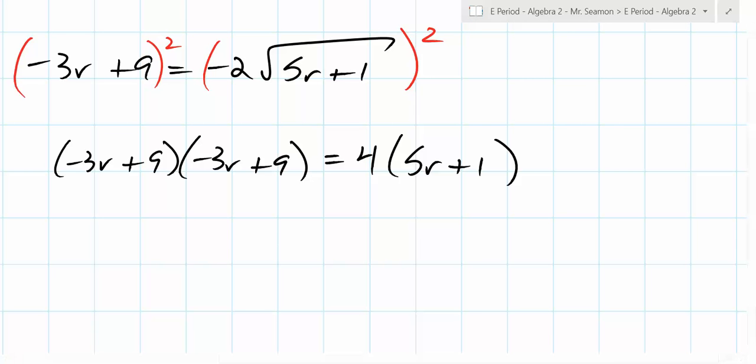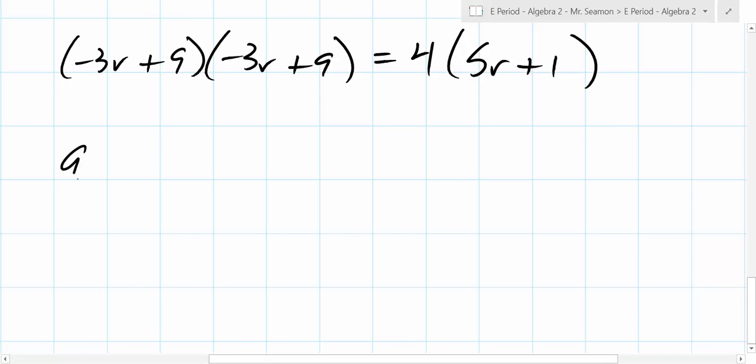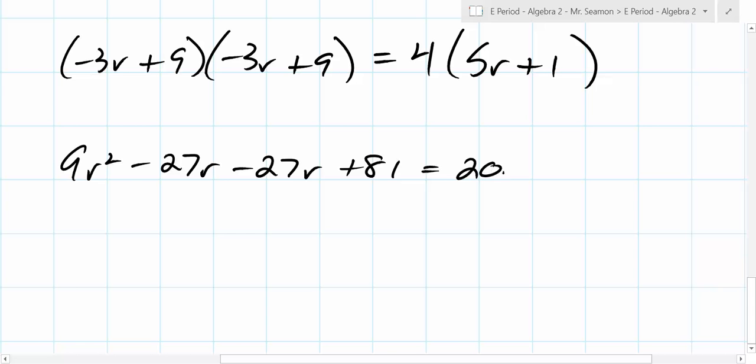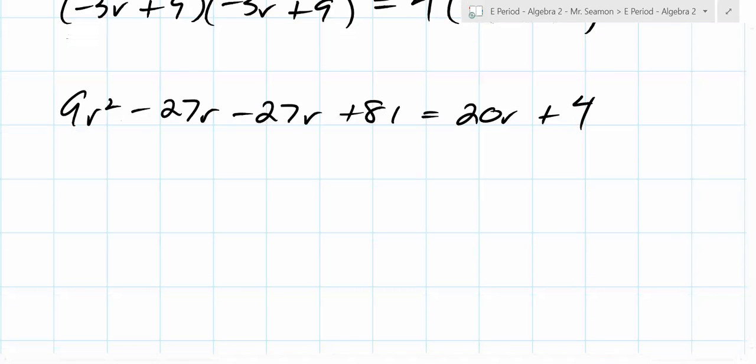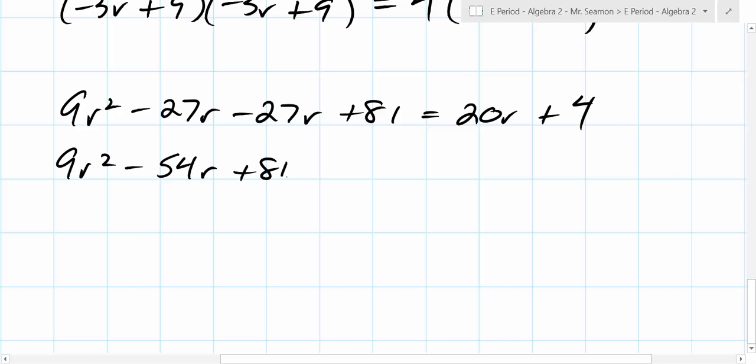Go right ahead. FOIL. So you end up with 9r squared minus 27r minus 27r plus 81 equals 20r. I'm not super excited about this because the numbers are big, but that doesn't necessarily mean it's going to be super bad. At this point, we need to combine like terms. So you have 9r squared minus, how many r's on the left do you have? 54r plus 81 equals 20r plus 4. So let's subtract 20r from both sides, and we should also subtract 4.